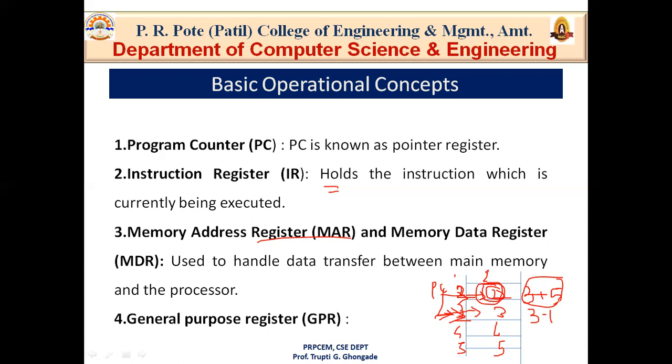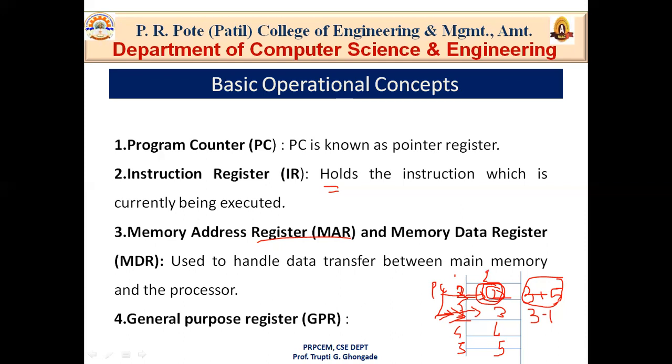After performing this addition, what will be the result? 8. At that time there are two options: either display that 8 directly to the user by using an output device, or store that 8 into memory. If we are displaying that 8 directly to the user, then it's fine and our operation ends. But if we want to store that 8 into a memory location, then the processor has to perform a write operation.